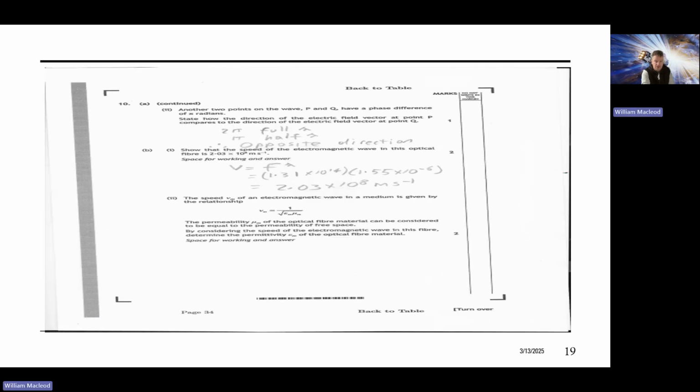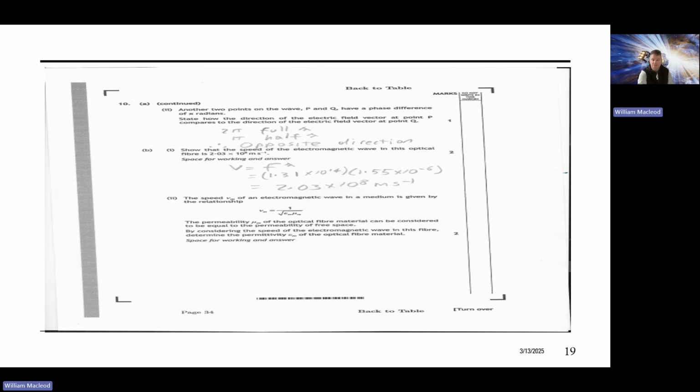Next question. Another 2 points in the wave, P and Q, have a phase difference of pi radians. State how the direction of the electric field vector at point P compares to the direction of the electric field vector at point Q. Well, 2 pi radians is a full wavelength. Here we want about half a wavelength, which would then necessarily mean you're getting a difference in direction, aren't you? Because it's half a wavelength.